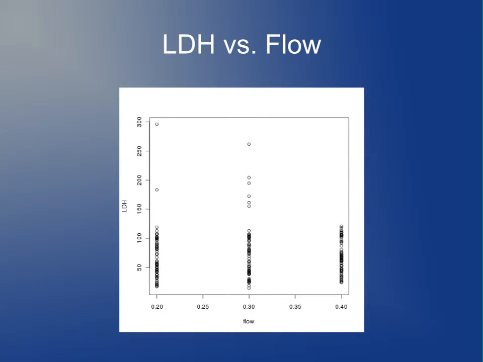Here's a plot of LDH versus flow, and as I thought about this, this probably isn't the best way to plot it. Doing a side-by-side box plot probably would have been better. It's really hard to visualize what the mean, median, and other summary statistics are on a plot like this, but you know, whatever, it works, I guess.